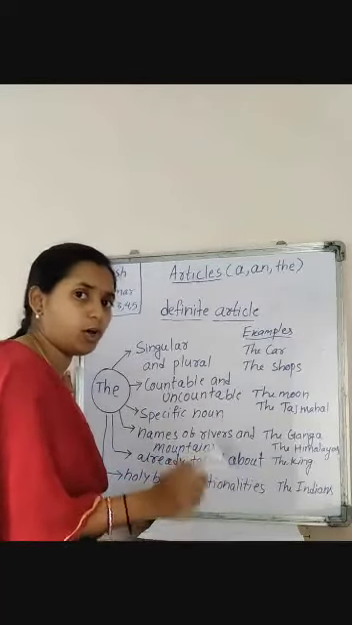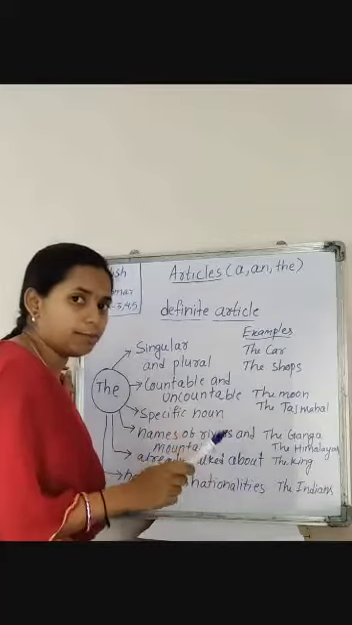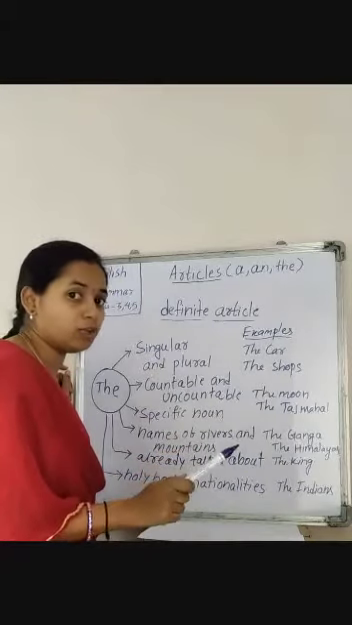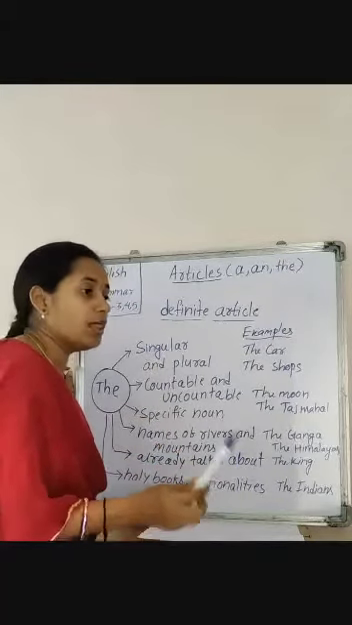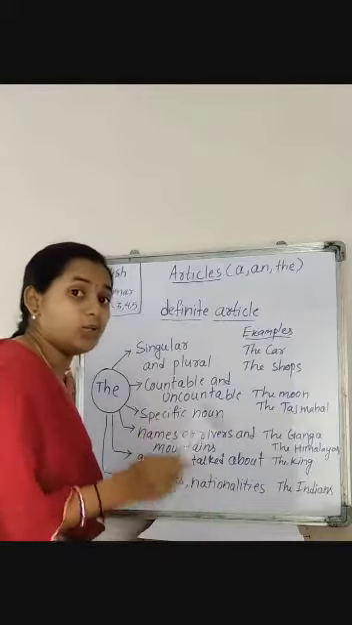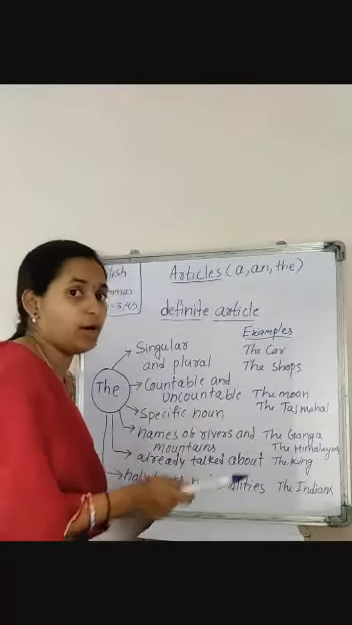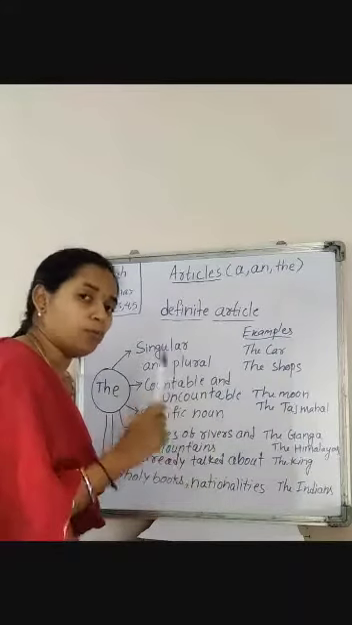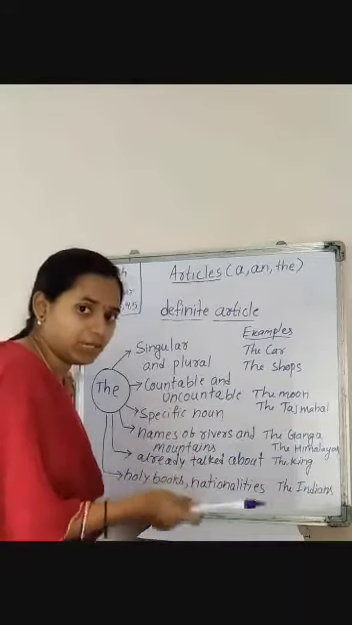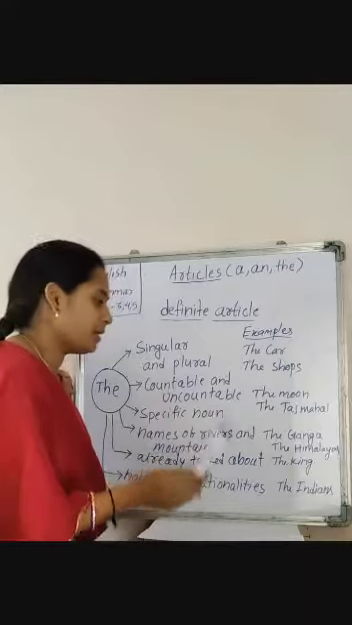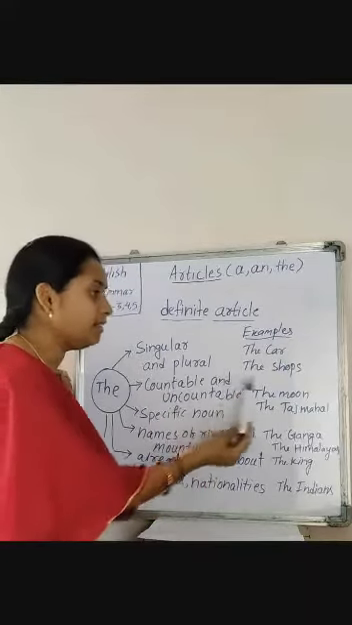Okay, already you know countable and uncountable. Countable which we can count and uncountable which we cannot count. Now, a and an can only be used for countable nouns. But here the can be used for both countable and uncountable. Clear? Yes.